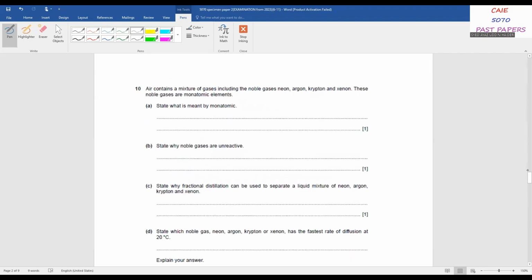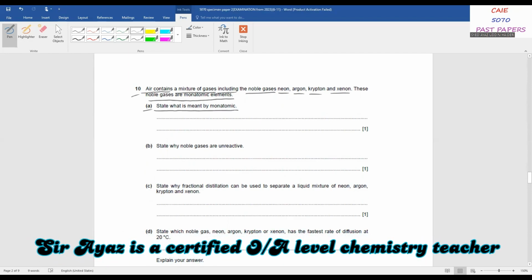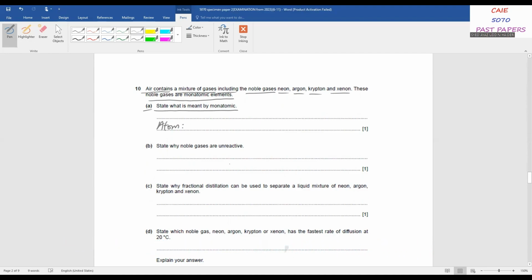Question number 10. Air contains a mixture of gases including the noble gases neon, argon, krypton, and xenon. These noble gases are monatomic elements. State what is meant by monatomic. Exist as atoms. Atoms unbonded, or exist as atoms.